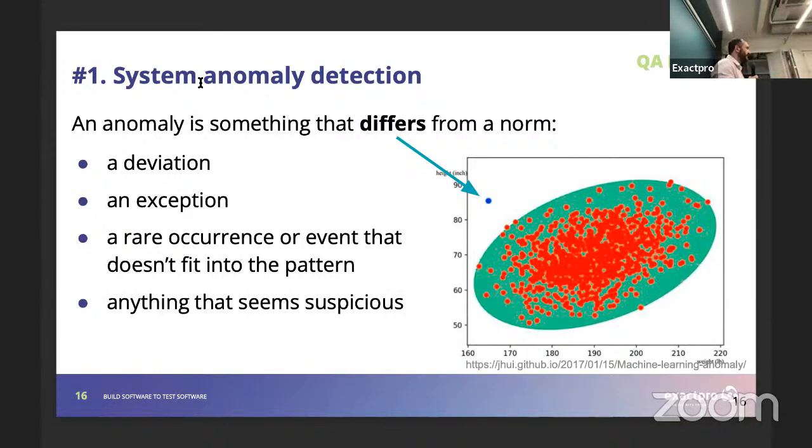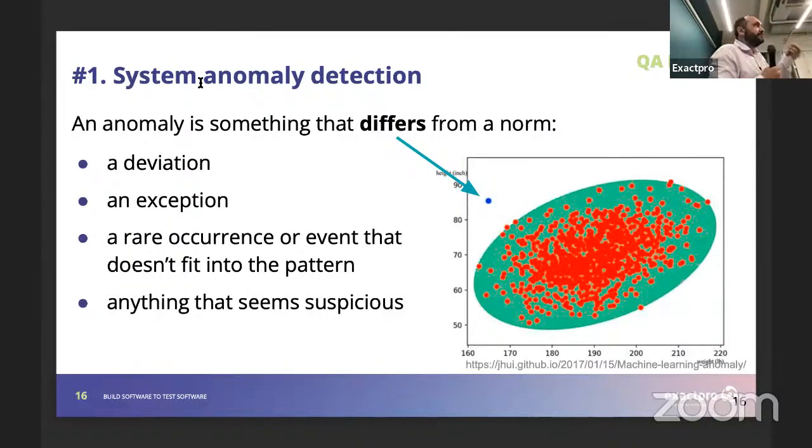But clustering algorithms are very good at this. They realize that most of your data is in the red cluster, and then you have another cluster which consists of just one point. Then it's a clear indication that something is wrong with this particular instance. And this is actually the definition: an anomaly is something that differs from a norm. So it could be a deviation, exception, some rare occurrence, or anything that seems suspicious.